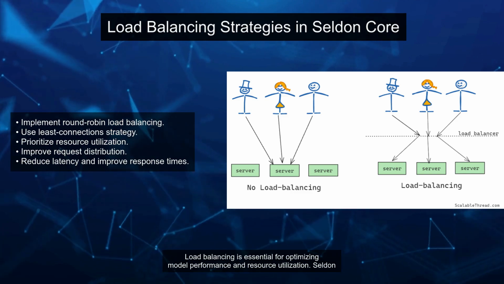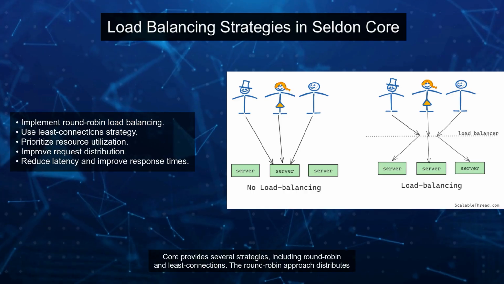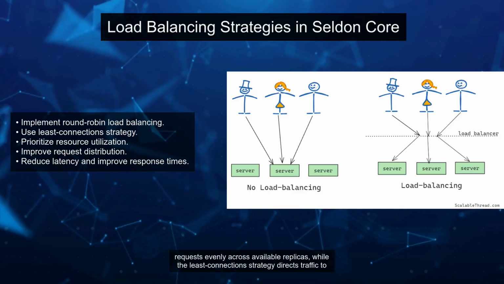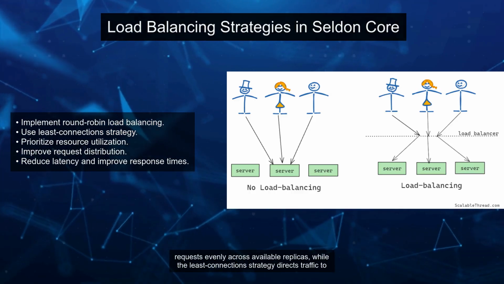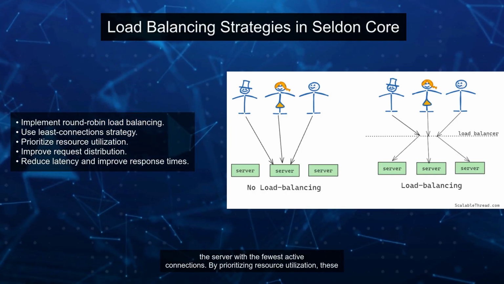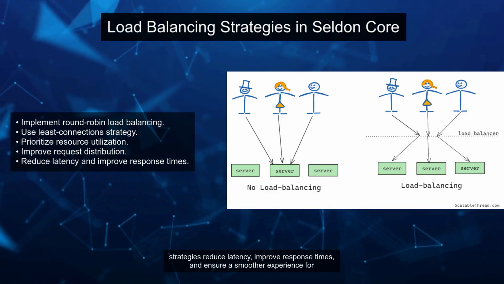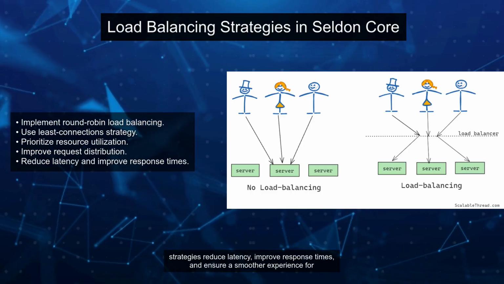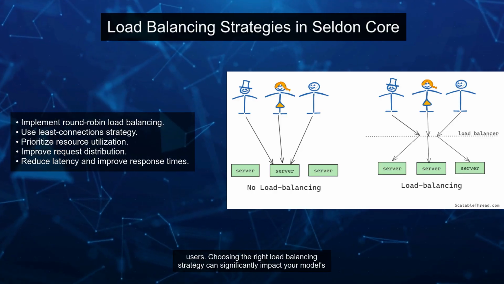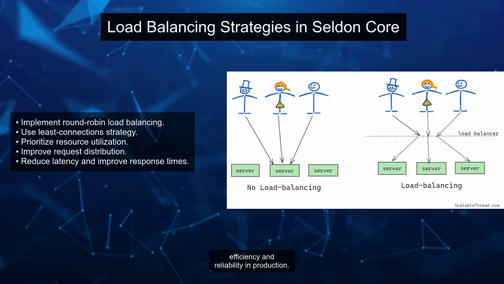Load balancing is essential for optimizing model performance and resource utilization. Seldon Core provides several strategies, including round-robin and least connections. The round-robin approach distributes requests evenly across available replicas, while the least connections strategy directs traffic to the server with the fewest active connections. By prioritizing resource utilization, these strategies reduce latency, improve response times, and ensure a smoother experience for users. Choosing the right load balancing strategy can significantly impact your model's efficiency and reliability in production.